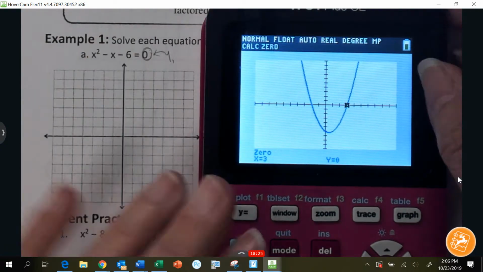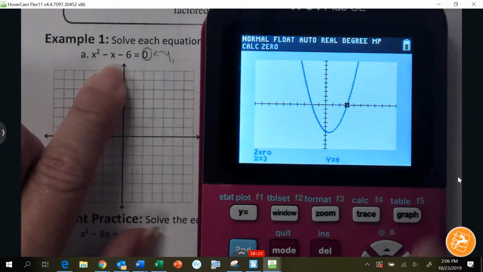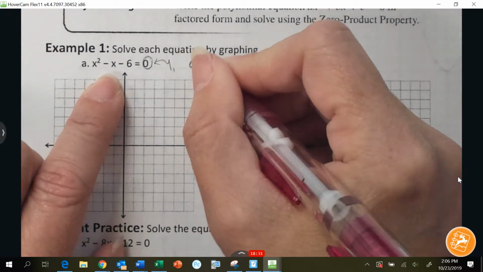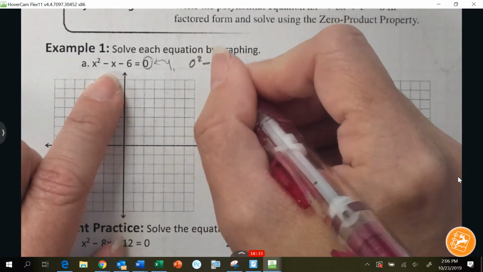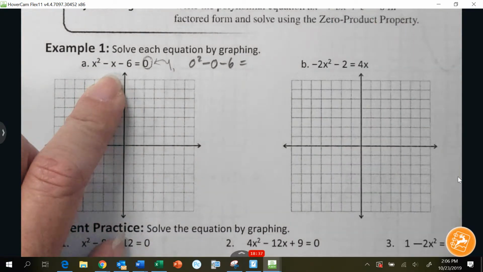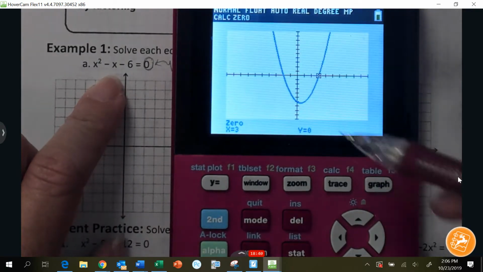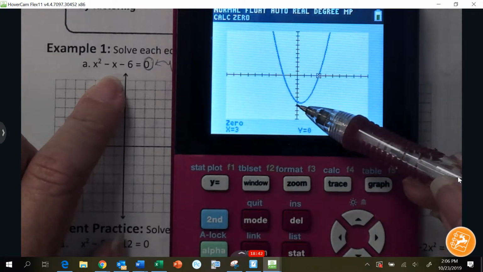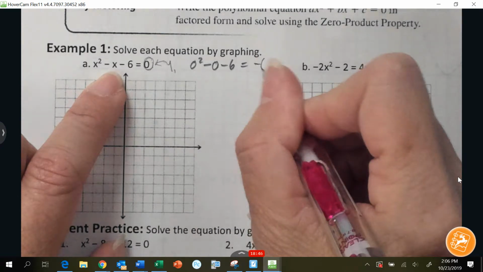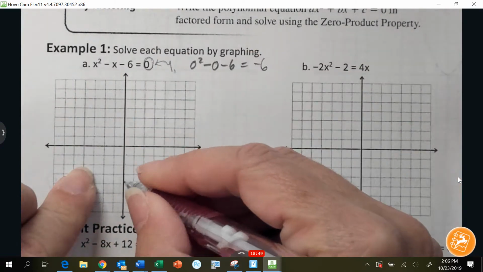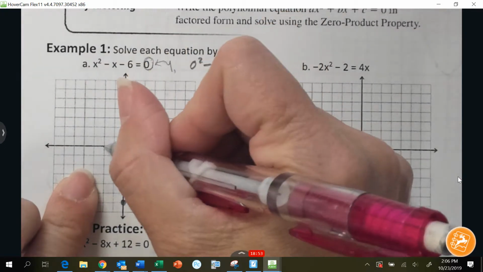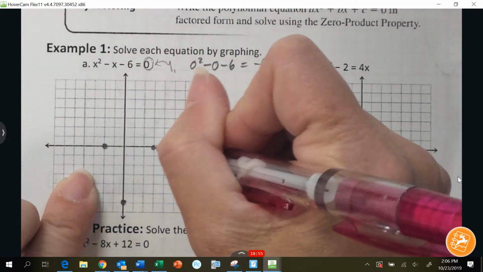I could find the y-intercept. What is the y-intercept? If I plug in 0, I get 0 squared minus 0 minus 6, which is negative 6. Somebody said 0, but that's not right. The y-intercept is negative 6. I know my x-intercepts are at negative 2 and 3.